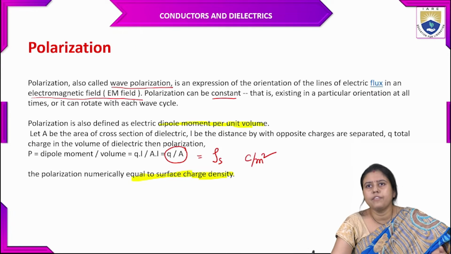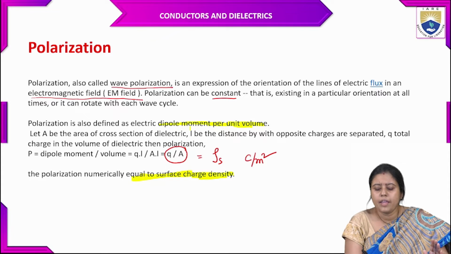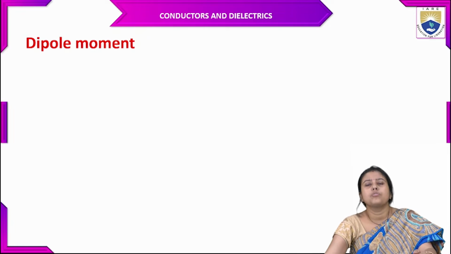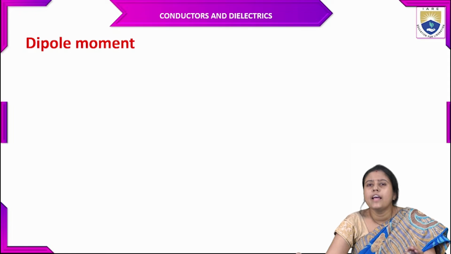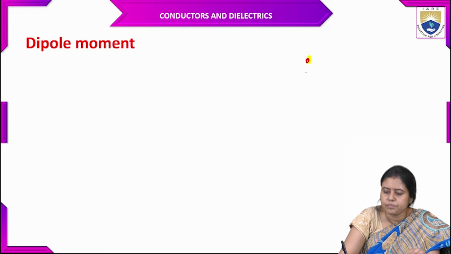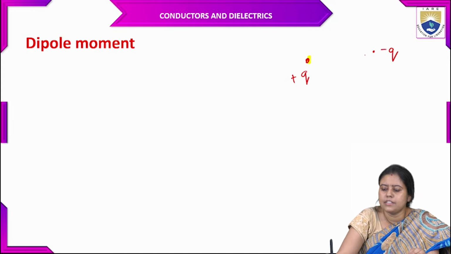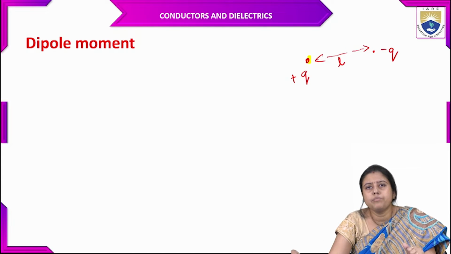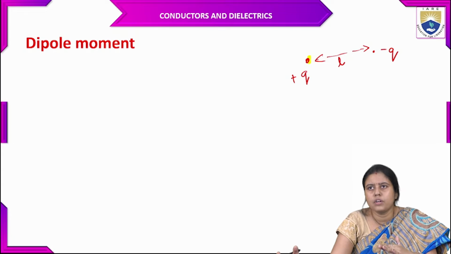Next, we have discussed in the previous slide one important term, the dipole moment. So the next question that comes to our mind is what is the dipole moment and what is the necessity of the dipole moment? So now we will discuss the dipole moment. When there are two charges of equal magnitude but opposite in direction, what will happen? Say one charge is plus q, another charge is minus q, and they are connected by a line of length L. The positive charge tries to go towards the negative charge, and the negative charge tries to go towards the positive charge.